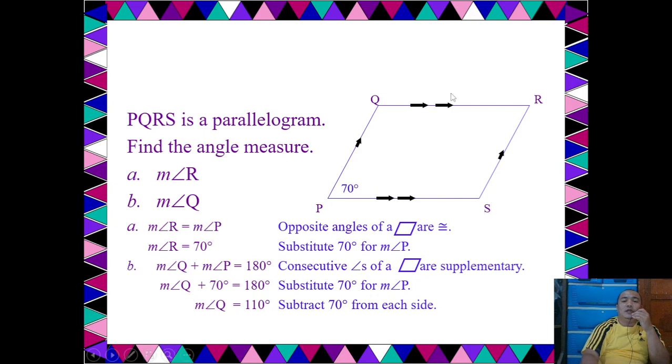For angle Q, angle Q and angle P are consecutive angles, so that means they are supplementary. So the sum is 180 degrees. By substitution, the measure of angle Q plus the measure of angle P is 180 degrees. Consecutive angles of a parallelogram are supplementary. By substitution, the measure of angle Q plus 70 degrees equals 180 degrees. Subtract 70 from both sides. 180 minus 70 is 110. Therefore, the measure of angle Q is 110 degrees.